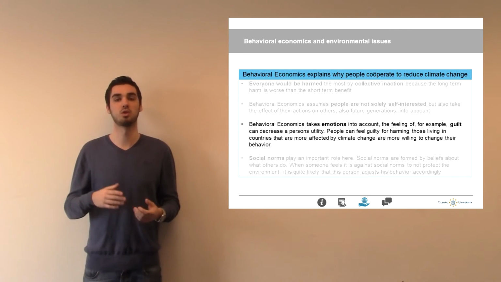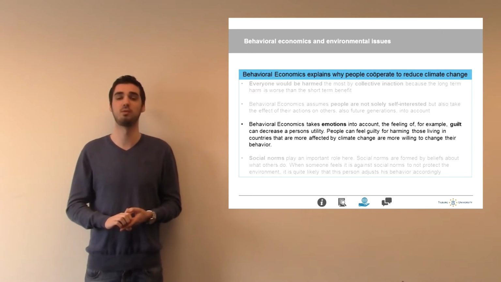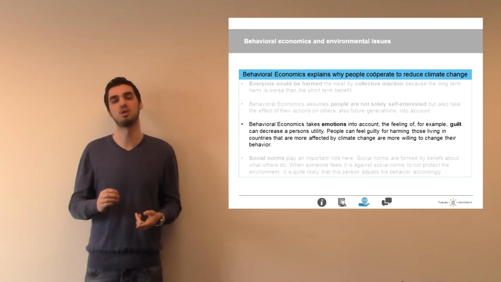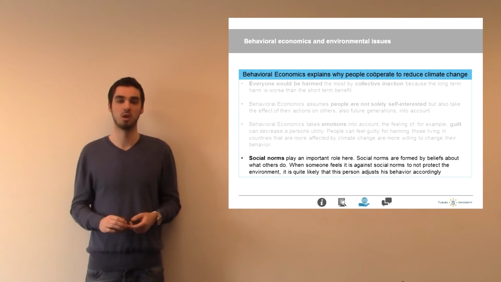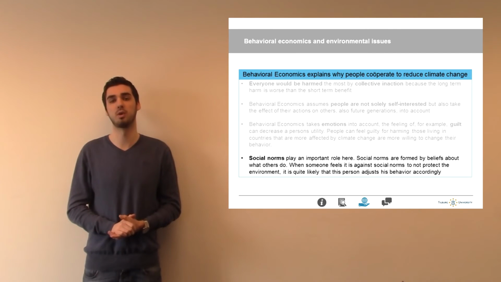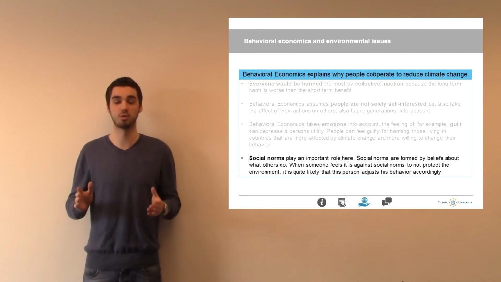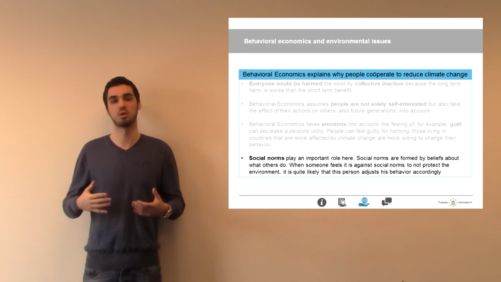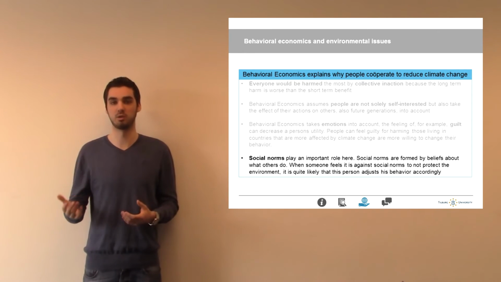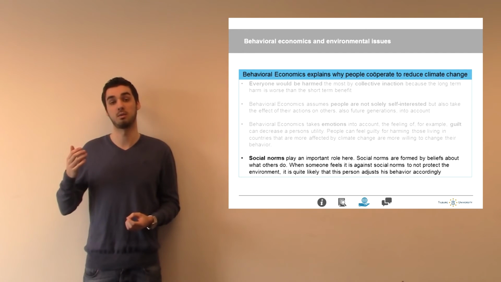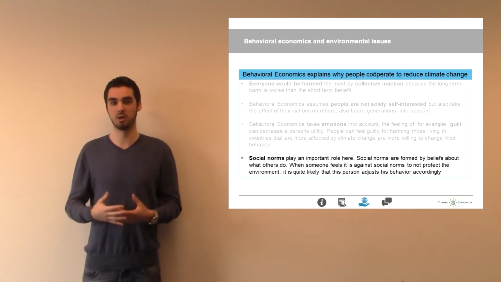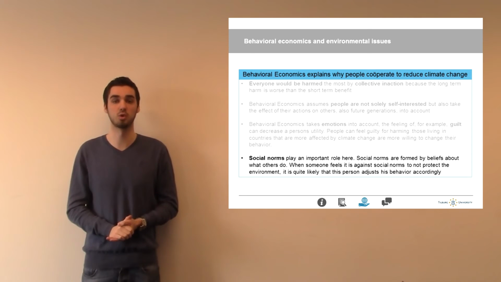And behavioral economics also takes emotions into account, for instance the feeling of guilt. And a key aspect of this is social norms. Because if other states are all doing a lot of work to reduce the CO2 emission and you are doing nothing, you might feel guilty because you're not living up to the expectations of the other states. So you feel guilty because you do not live up to the social norms of the other states.